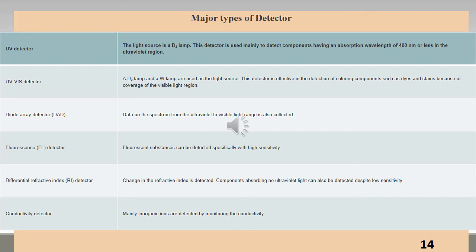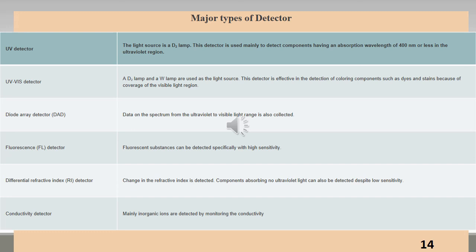First, UV detector. The light source is a D2 lamp. This detector is used mainly to detect components having an absorption wavelength of 400 nanometer or less in the ultraviolet region. UV visible detectors use a D2 lamp and a W lamp as the light source. This detector is effective in the detection of coloring components such as dyes and stains because of coverage of the visible light region.